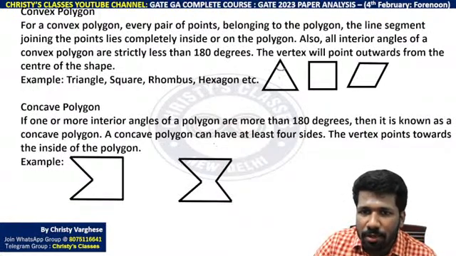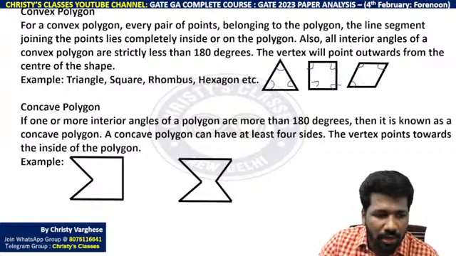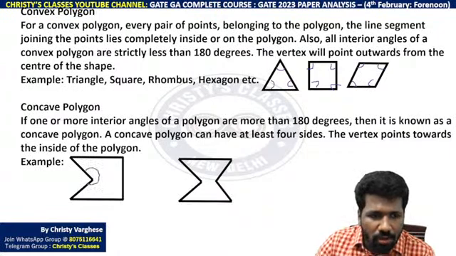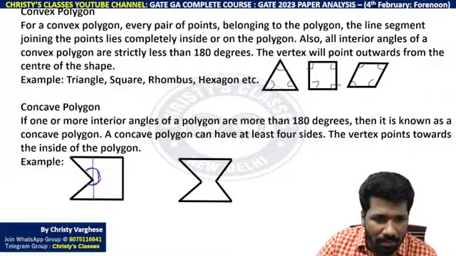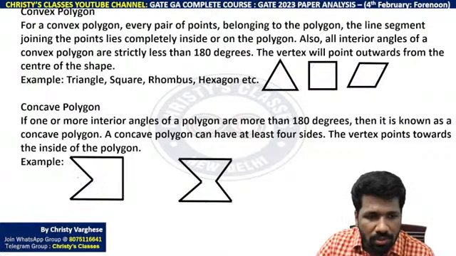If all angles are below 180, that is called convex. Square, rectangle, triangle, all these are convex polygons. All angles are less than 180. But if at least one angle is more than 180, that is called a concave polygon, like a kite shape. This is another example. This is more than 180. 180 means the straight line angle, and this is more than that. So that is a concave polygon.